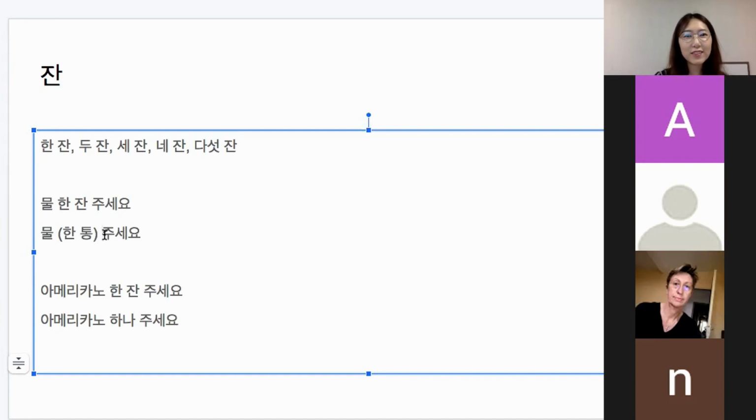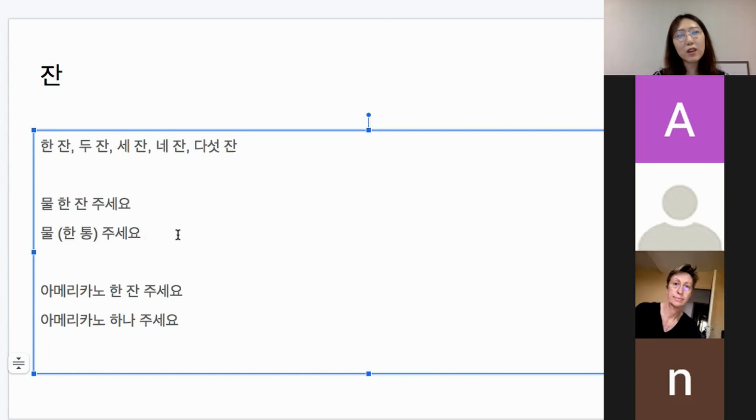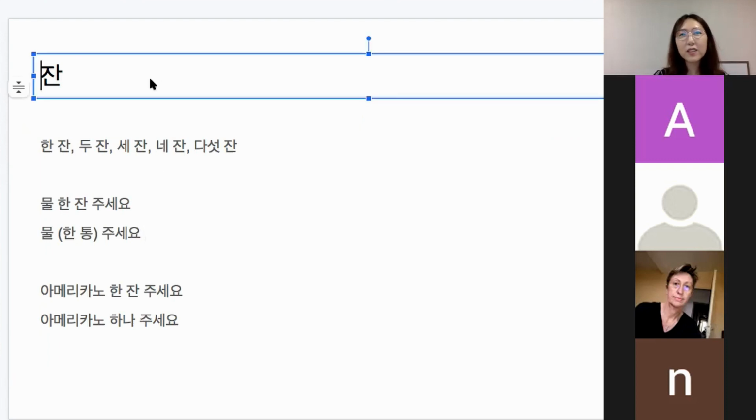Sam, there's a counter, 병. Can we use that for 물? Because 한 병 is used for a bottle, like a counter for bottles. 물 한 병. Yes, correct. 병 is the count for drinks. But we don't sell water in a glass 병. We sell plastic water bottles, so we don't call it 병.